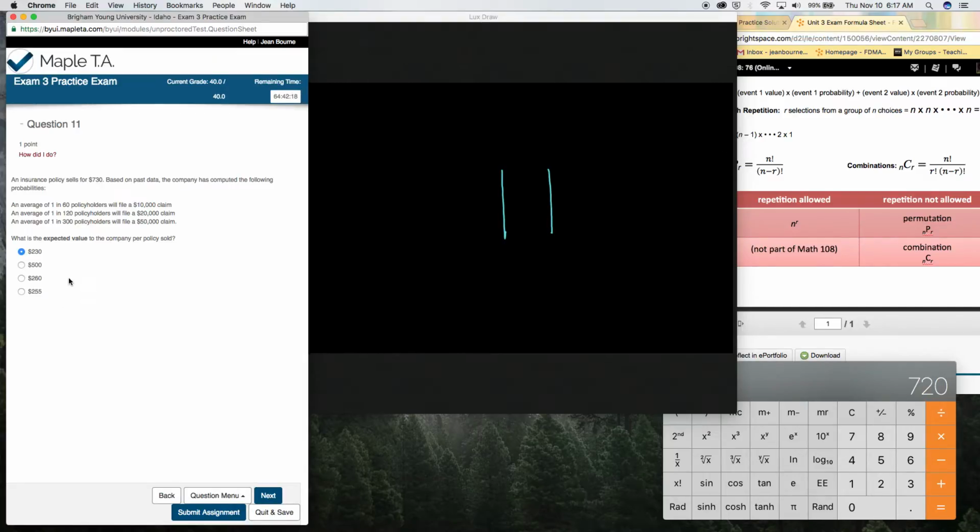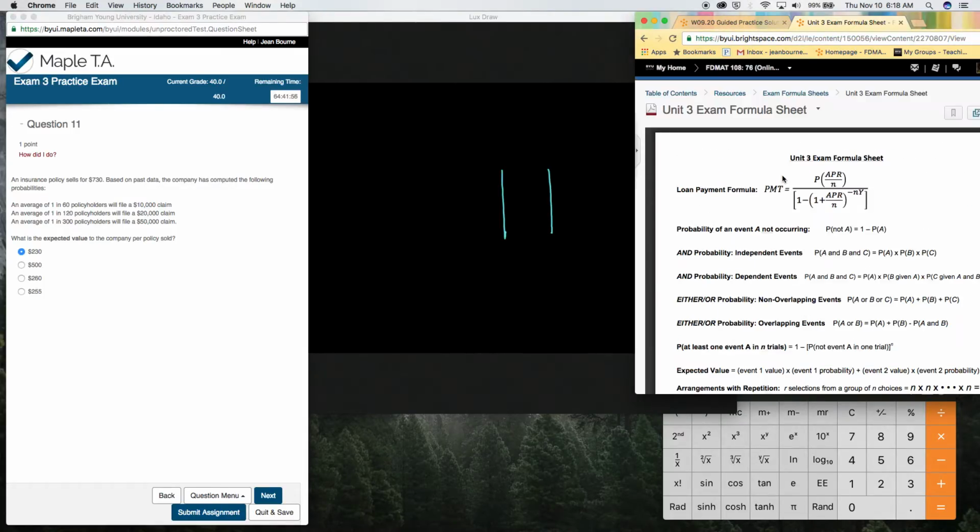An insurance policy sells for $730. Based on past data, the company has computed the following probabilities: an average of 1 in 60 policyholders will file a $10,000 claim, and so on. We have all these numbers. We need to find the expected value. This does not tell you how to find expected value.